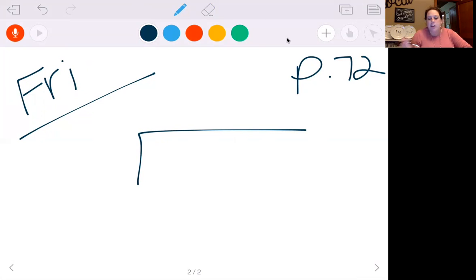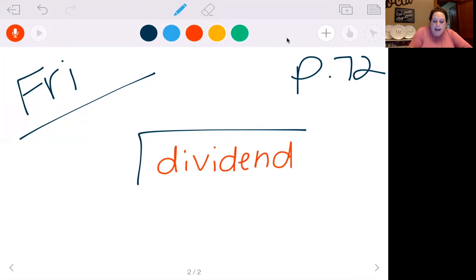This little box, I like to call it a house because it looks like a house. On the inside, we have the dividend. I like to remember that this goes inside of the little box because if I think of my box as a house, the den of the house is inside. So dividend. On the outside, we have the divisor. Your dividend is going to be your bigger number. The divisor is going to be smaller.